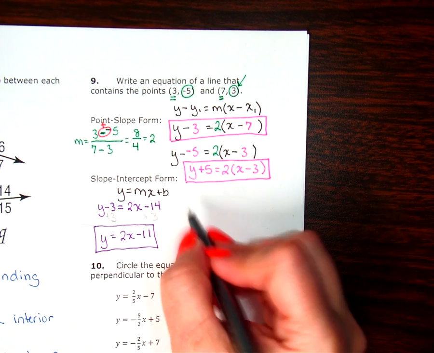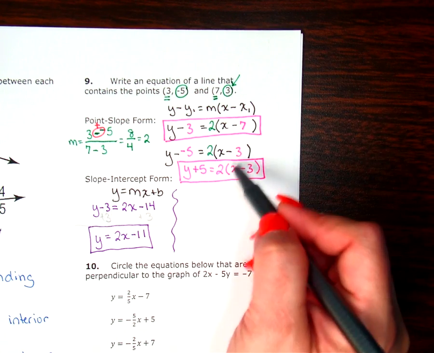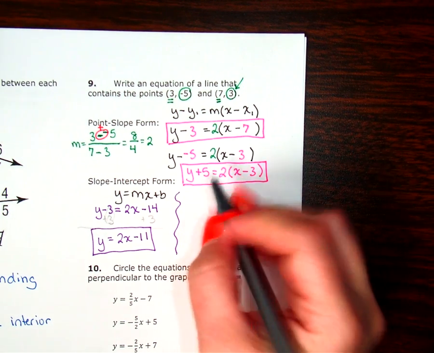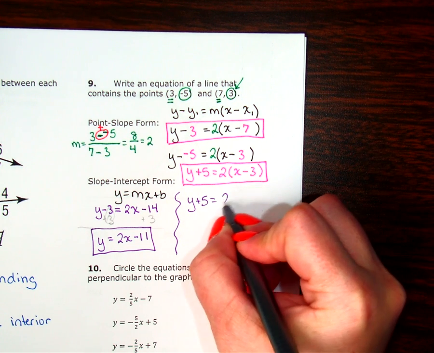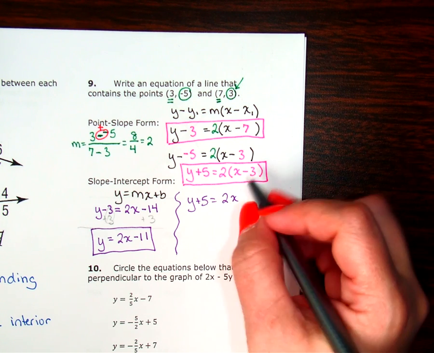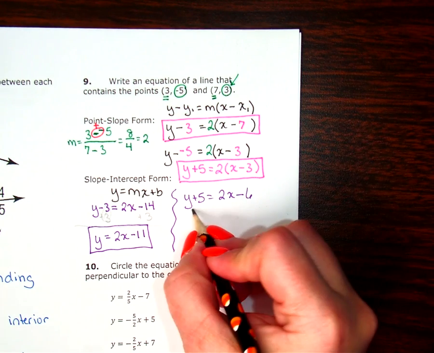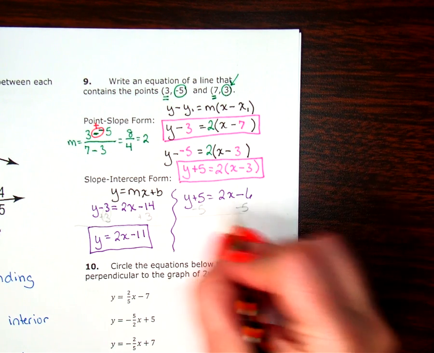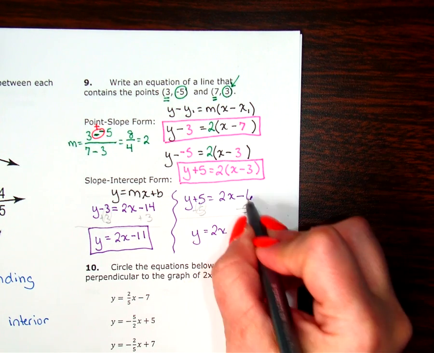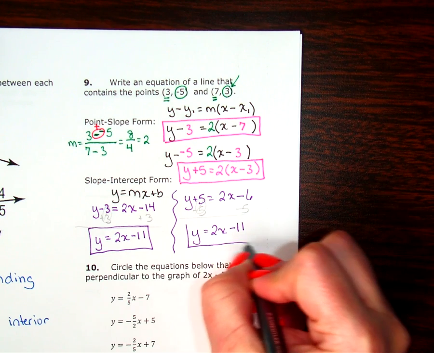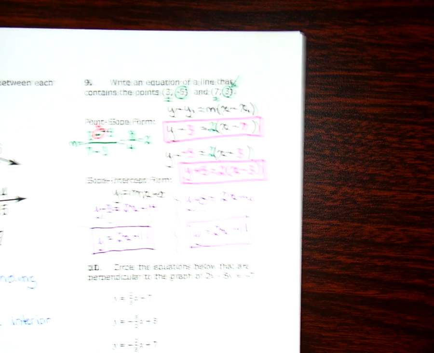But just so you can see, you don't have to do this on the test, but just so you can see that it doesn't matter which point you use, I'm also going to go ahead and solve this one. So I'm going to do y plus 5 equals, I'm going to distribute this in, 2x, and then 2 times -3 is -6. I'm going to subtract 5 on both sides, and that leaves me with y equals 2x minus 11. So either way, either point you use up here, you'll still get the same answer when you solve it for y.